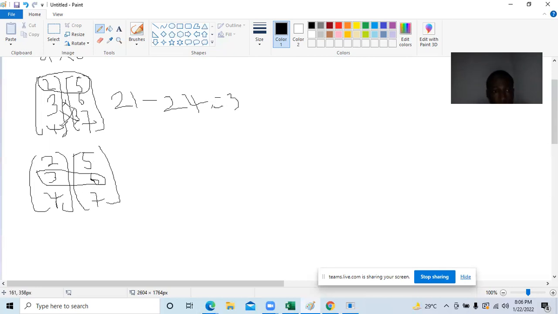So we go this way first. You know, the first time we went 3 times 7 minus 4 times 6. This time around, we are going this way first. So we are doing 4 times 5, which is 20, minus 2 times 7, which is 14. This is going to give us 6.